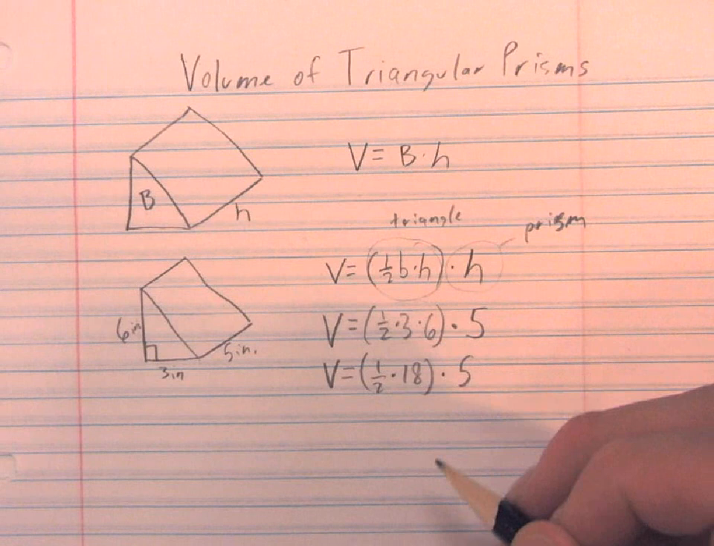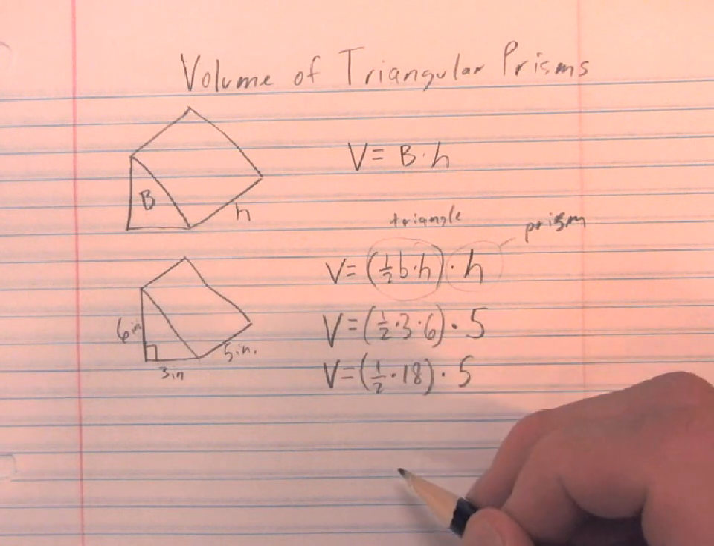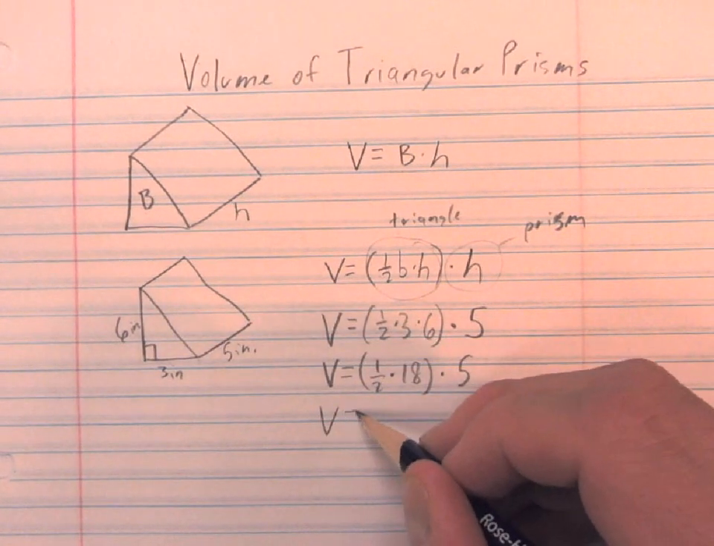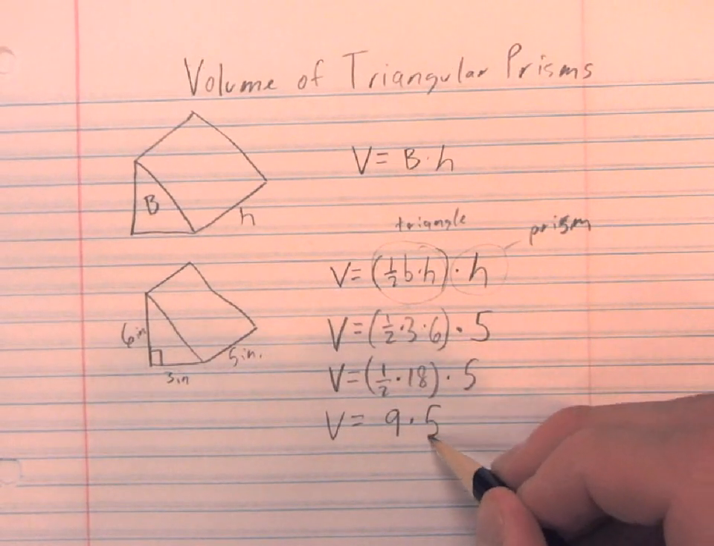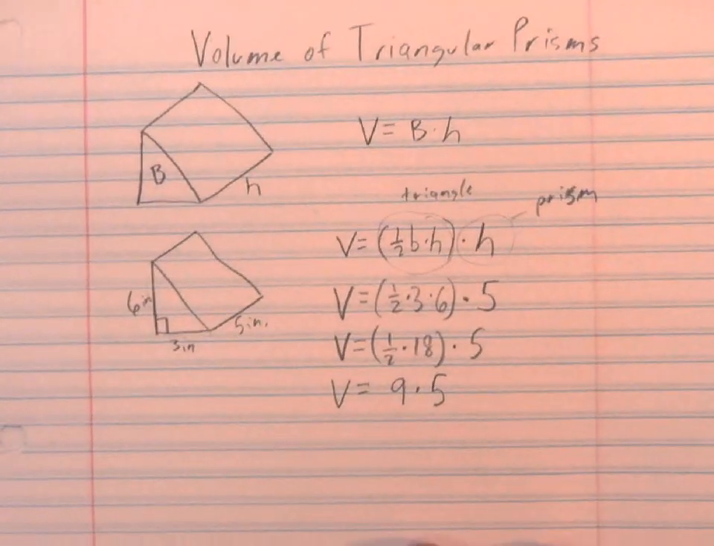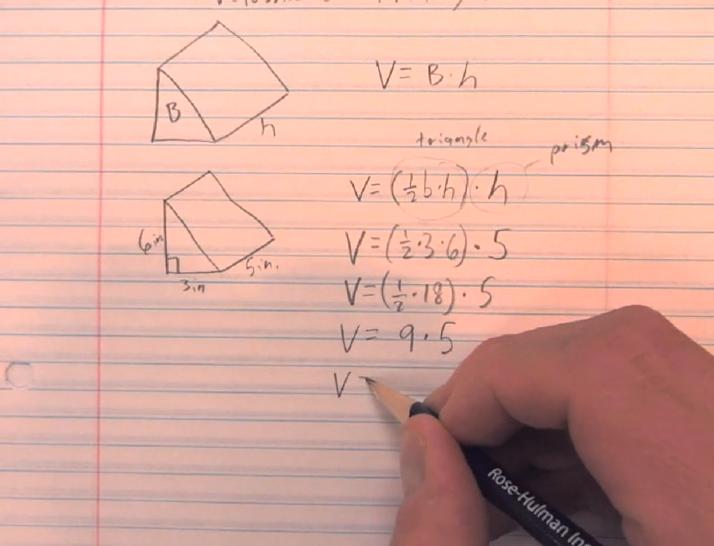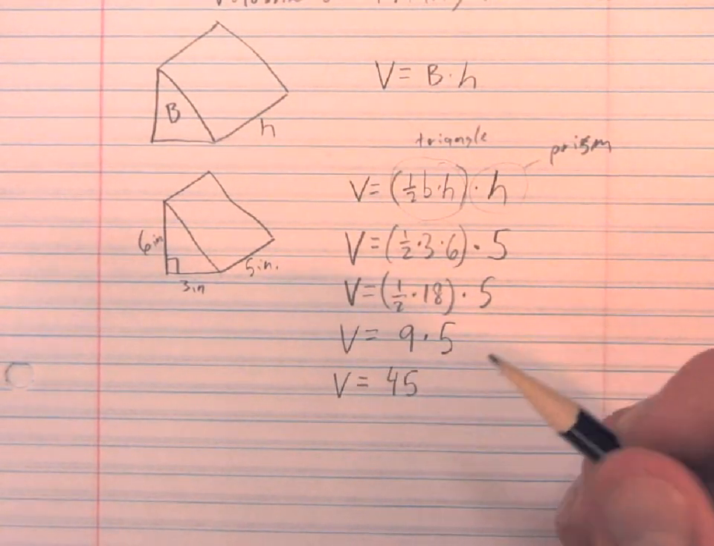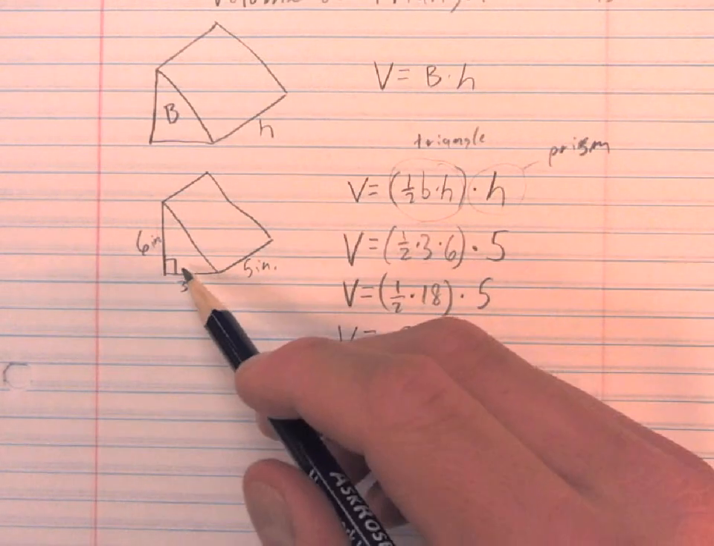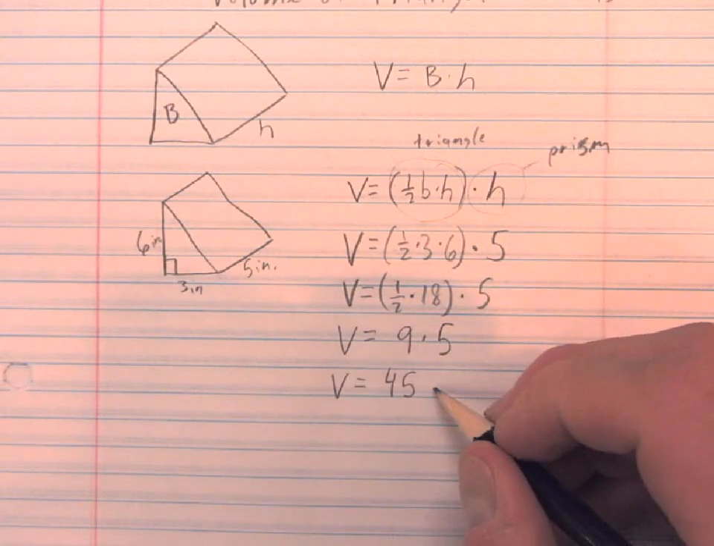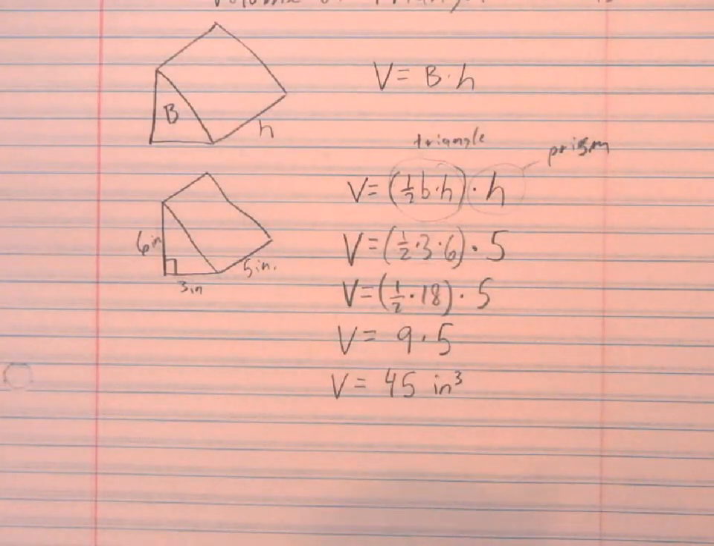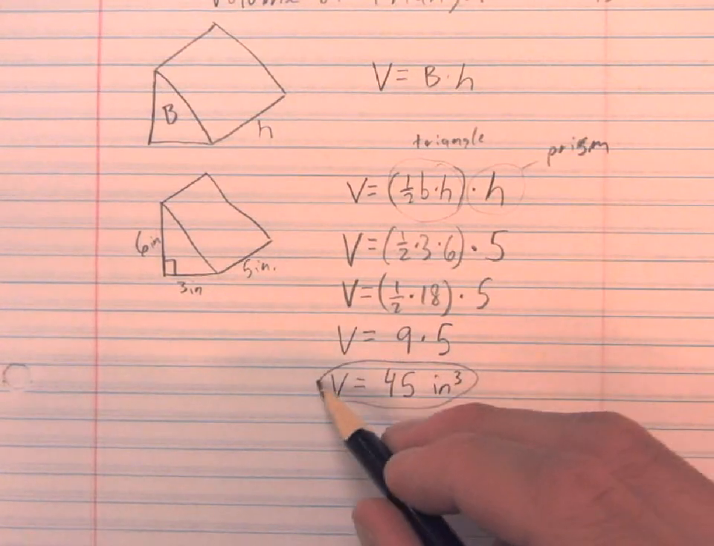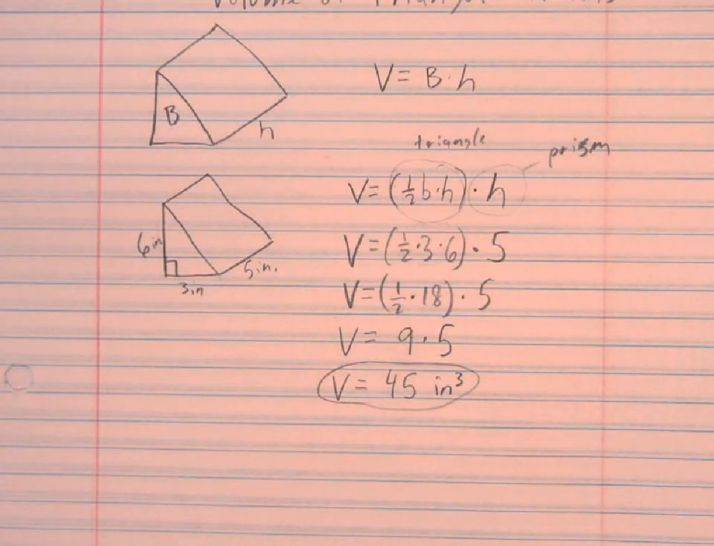Then I do 1/2 times 18, which is just 18 over 2, so 18 divided by 2, which gives me 9. Now I'm left with one number, so my parentheses are gone, and I have 9 times 5. So my answer here is going to be 45, and because we're talking about volume, it means the amount of cubes that would fit inside of this whole shape, so that is where we come up with inches cubed. Alright. So for that triangular prism, we have 45 cubic inches.